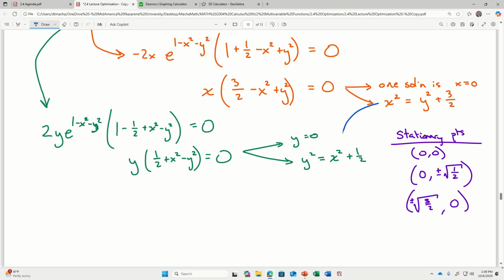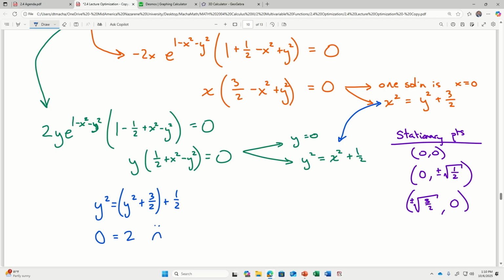Let's just combine these two equations over here and here and say then y squared must be equal to y squared plus 3/2 plus 1/2. Do you see the substitution I did? Oh, that doesn't work, does it? Because if I subtract y squared from both sides, then 0 is equal to 2. So never mind, I can't get another stationary point by trying to combine those two equations.